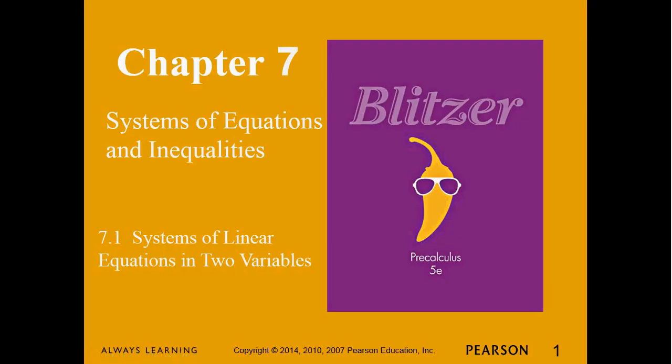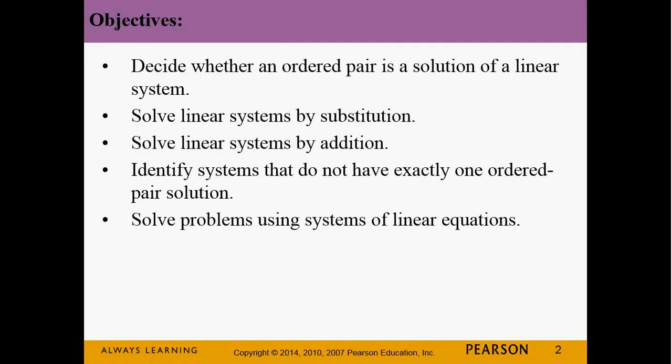All right, so we're going to start chapter 7 today. Systems of linear equations in two variables. So what's a system of linear equations? It's just more than one. It's just a couple of them. Generally, we're going to be dealing with two. In two variables, a system of equations is two equations. Two equations, two variables. Okay?